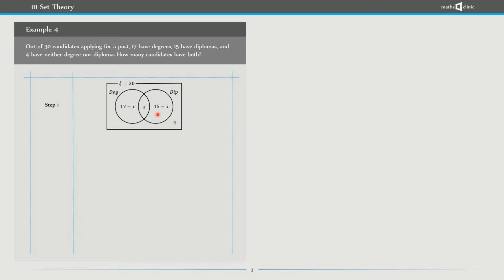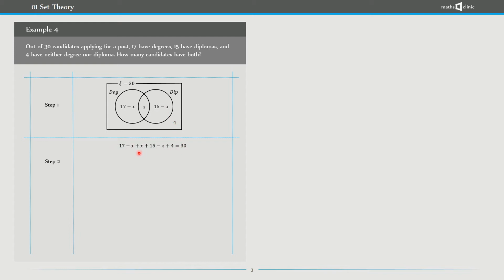Okay, now we've constructed a Venn diagram. So what we need to do now is solve for x, and solving for x is actually ridiculously easy. It's a very, very simple process. We know that if you add everything up in this set, it should give you the universal set. So we say 17 minus x plus x plus 15 minus x plus 4, and that would give you 30, which is what we have here.